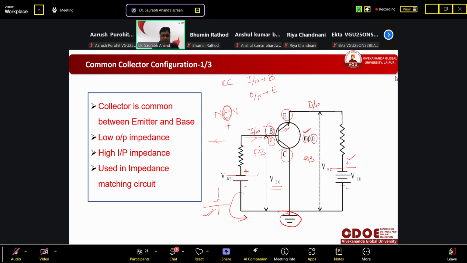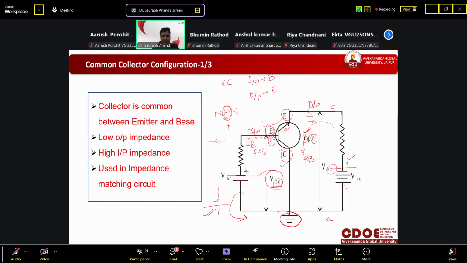Now this is input voltage. You can draw this current IB like this, and IE. Now it is voltage. So voltage is between base and collector, so this is VBC. This is emitter. This is base. This is collector, sorry. So it will be VEC.